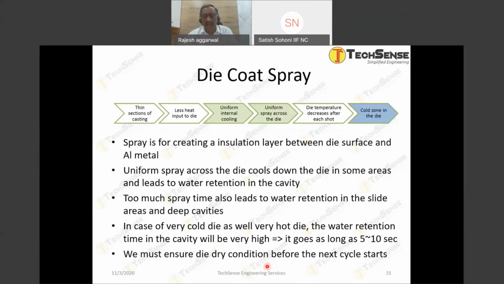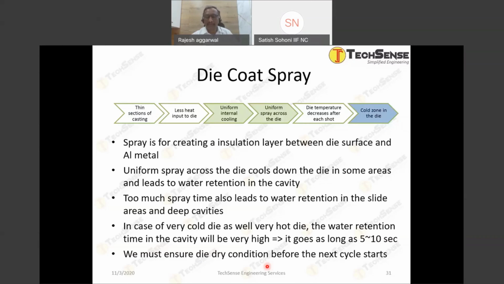Many times we have a misinterpretation or misconception. As the die is hot, at a temperature of 200 degrees, the steam will evaporate or go out. But this does not happen actually, because the retention time of the gas is very, very high. The die closes, the metal is poured in the sleeve, the metal comes to the gate, the second phase happens. You have sufficient time, but still the gas may be there inside. So we must ensure the dry condition of the die before the next cycle starts.